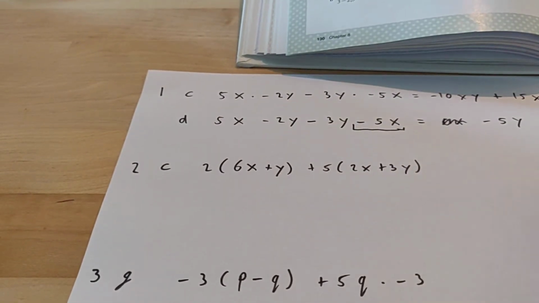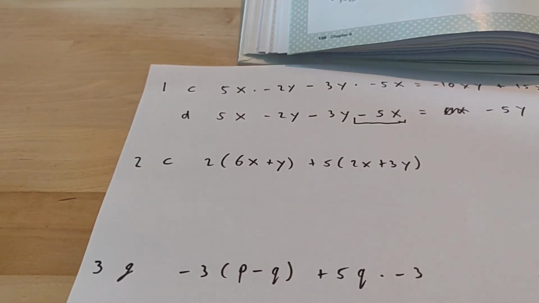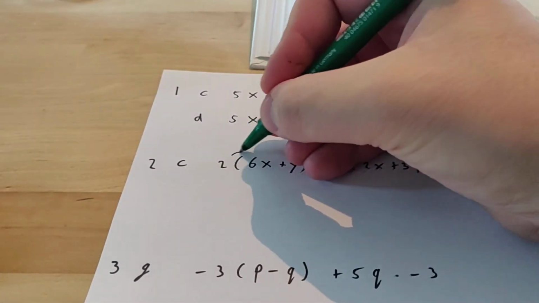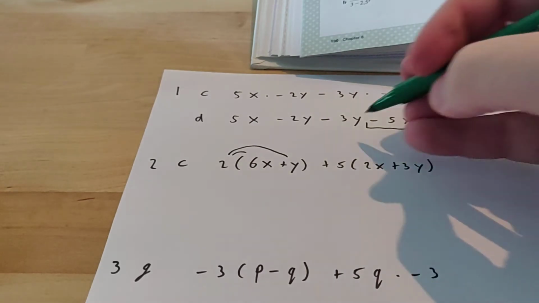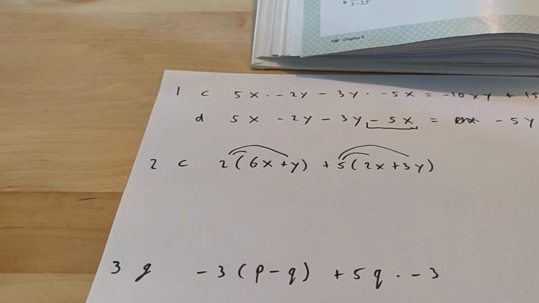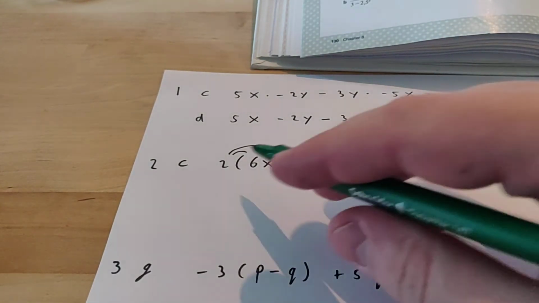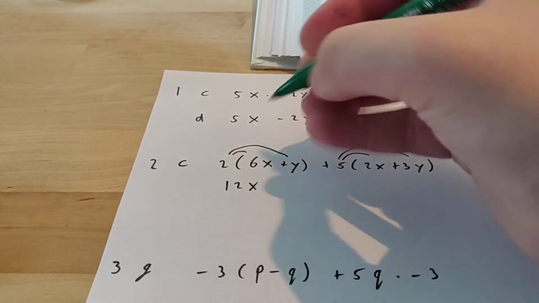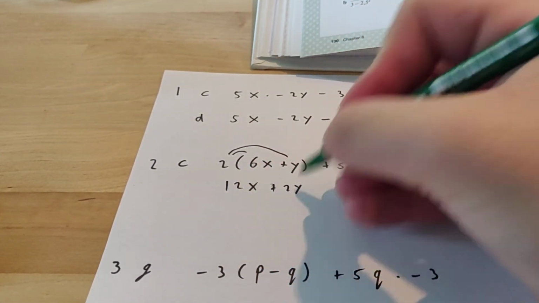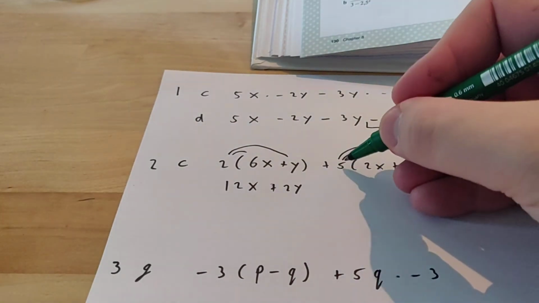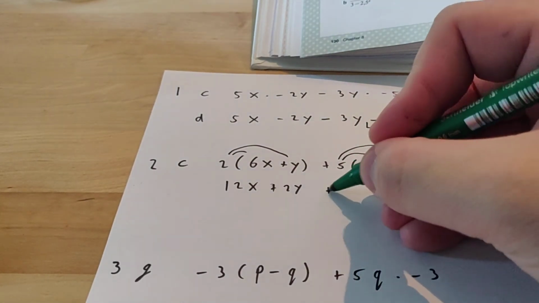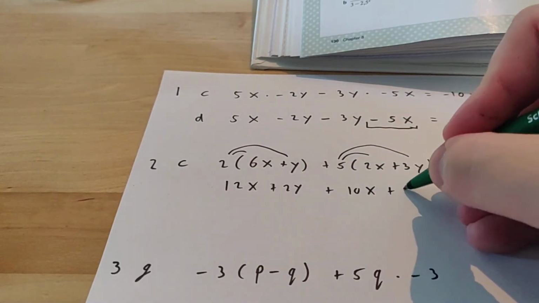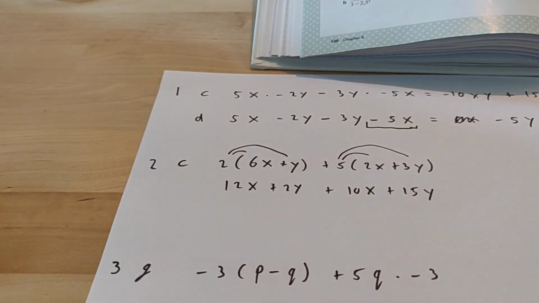Here we have to work out some brackets, and then after that simplify it some more. So if you want to work out brackets, then you have to do 2 times 6x and 2 times y, and also 5 times 2x and 5 times 3y. Let's see what you get. 2 times 6x is 12x. 2 times y is 2y. And over here, 5 times 2x is 10x, and 5 times 3y is 15y. So this is how you work out the brackets.